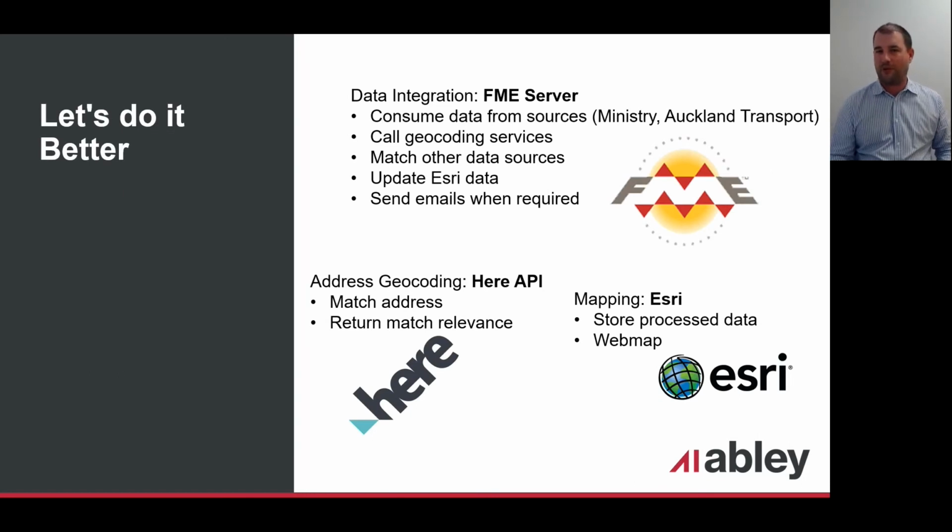So what we utilize in this space is 3 pieces of kit, basically. FME, or an FME server, which is basically running the process, and that's consuming all the data, whether that be from the Ministry of Health or from Auckland Transport, where we get our bus routes and train details from. And we call the HERE geocoding services using FME. We update the Esri data using FME. We do all sorts of date things using FME. And it also sends emails when required. And those 2 other things that we're utilising in this space are the HERE API for our geocoding services and our Esri Web Maps, which is ArcGIS Online, where we're storing the data and also have the web map created.